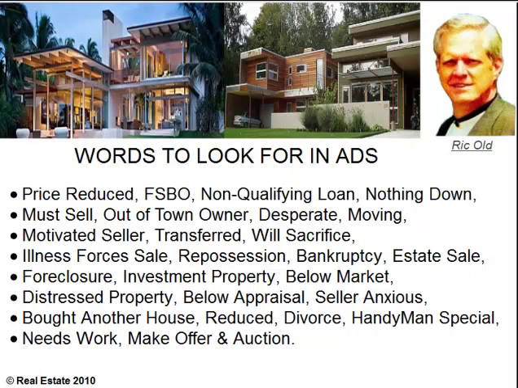Repossession, bankruptcy. How about estate sale? A foreclosure, investment property. That's always the cheapy ones. Below market. They might have just reduced it. Distressed property. Ooh, that's got to be an ugly one. Below appraisal. Seller anxious. Bought another house. That is going to be a problem unless they are renting it out. Reduced, divorced, handyman special. My gosh, that's got to be beat up. Needs work. Make offer. And of course, you can go to an auction again. Don't buy anything there unless you're experienced.